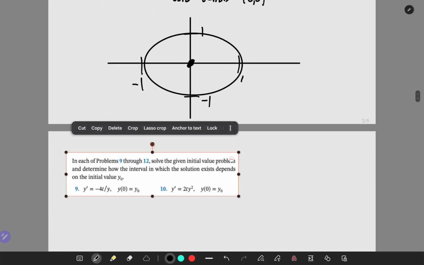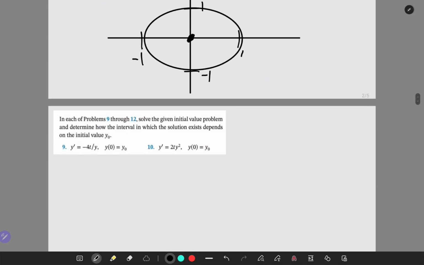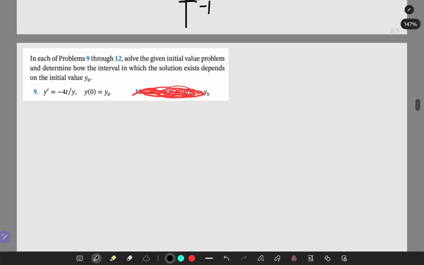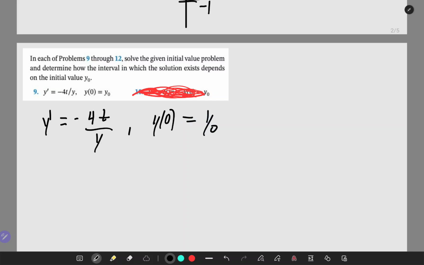Now let's look at the next problem. So once again, we're just going to look at number 9. Forget this one. So in problem 9, solve the given initial value problem. So now we have an initial value problem for a nonlinear equation, and determine how the interval in which the solution exists depends on the initial value y naught. So let me rewrite this. Where y of 0 is equal to y naught. So our t naught is equal to 0.